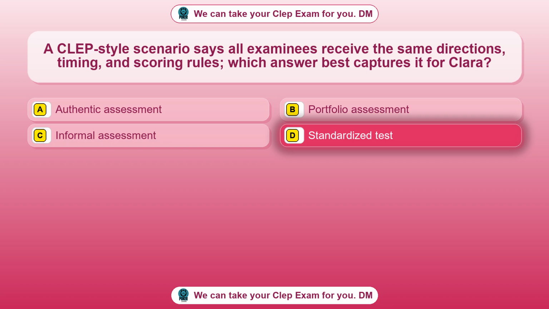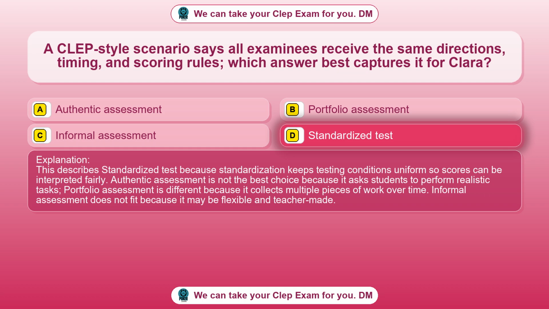Standardized test. This describes standardized test because standardization keeps testing conditions uniform so scores can be interpreted fairly. Authentic assessment is not the best choice because it asks students to perform realistic tasks. Portfolio assessment is different because it collects multiple pieces of work over time. Informal assessment does not fit because it may be flexible and teacher-made.